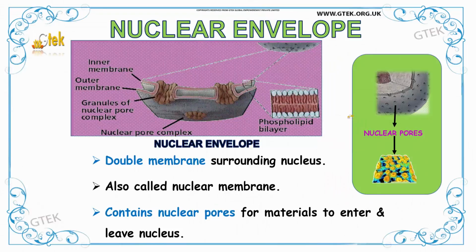Now we are going to see about the nuclear envelope. The nuclear envelope has a double membrane surrounding the nucleus. It is also called the nuclear membrane. It contains nuclear pores for material to enter and leave the nucleus. You can see the nuclear pores over here.